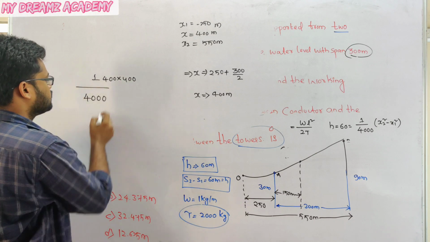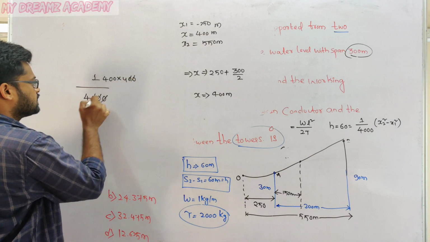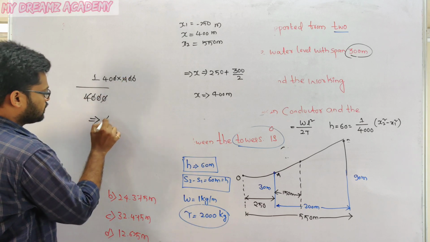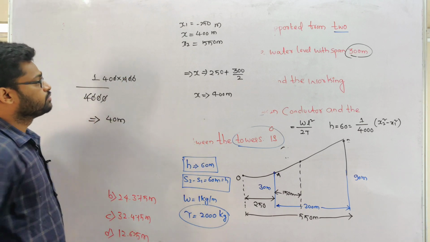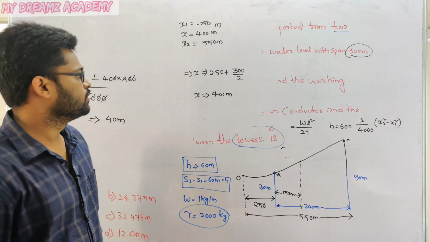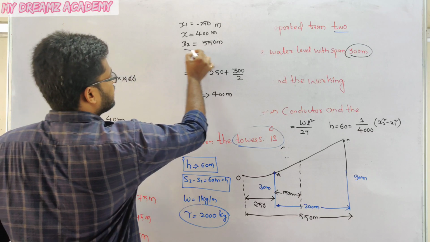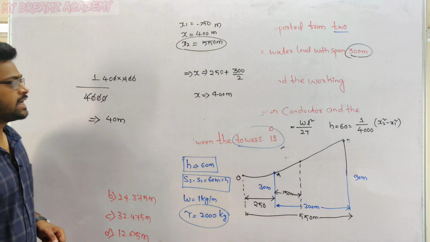400 into 400, the zeros will get cancelled. In total it will give 4, 4 get cancelled, it will give 40. Total it will give 40 meters. Then next, calculate the sag at this place, that is x2.